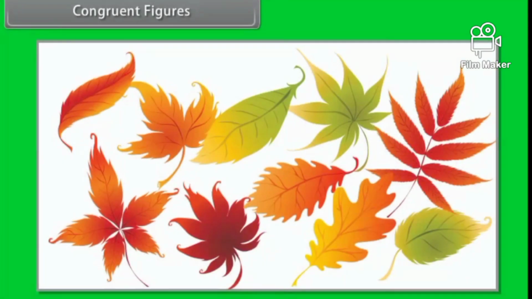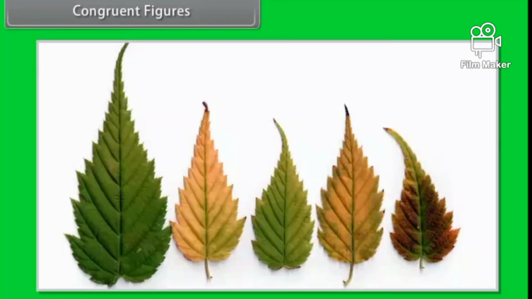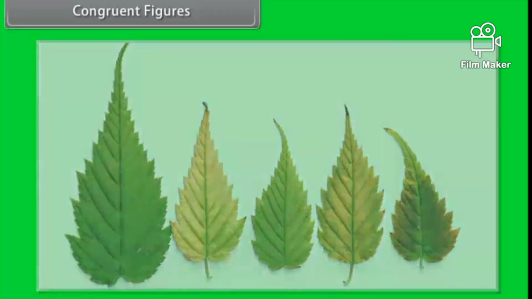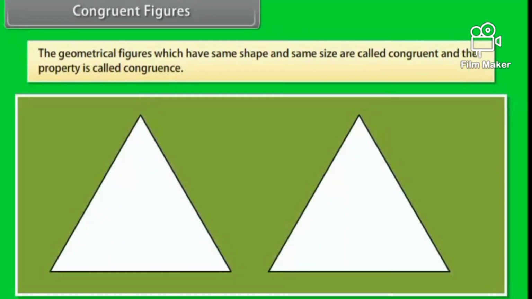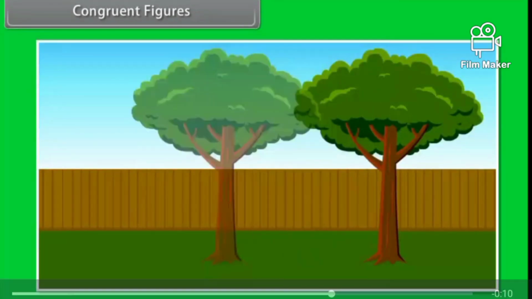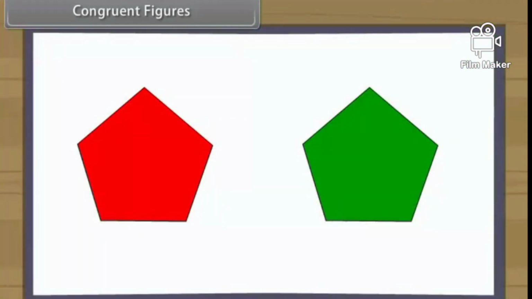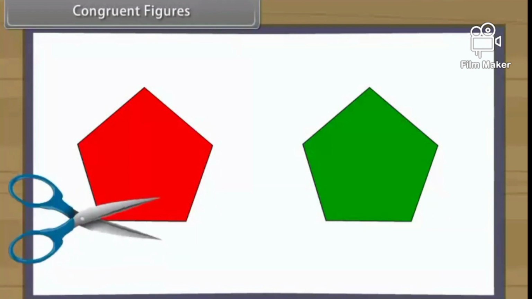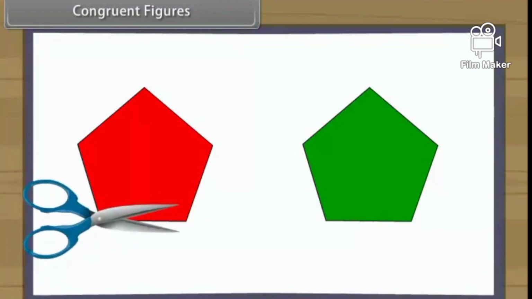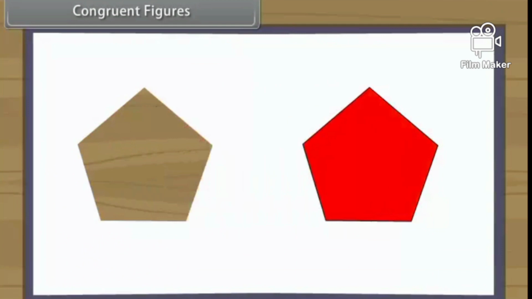You might have observed that leaves of different trees have different shapes, but leaves of the same tree have almost the same shape, although they may differ in size. The geometrical figures which have the same shape and same size are called congruent, and the property is called congruence. Congruent objects are duplicates of one another. If two mathematical figures are congruent and you cut one figure out with a pair of scissors, it will fit perfectly on top of the other figure.